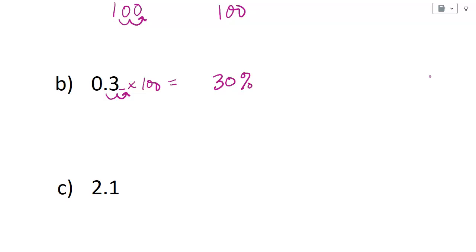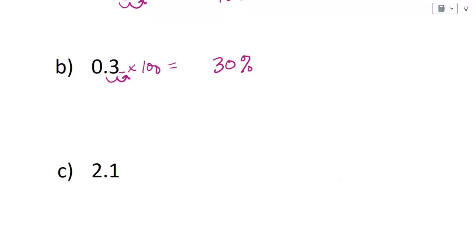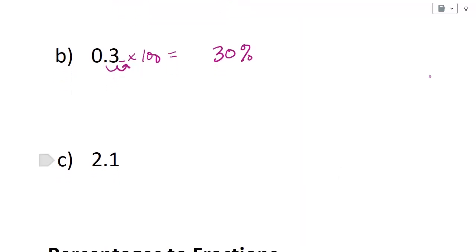Okay, you can think of it in terms of money if you need to. Dollars are based on 100%. 100% of a dollar is a dollar. And then 2.1, same thing, we're multiplying that by 100, moving the decimal twice. Again, I want you to understand why we're doing what we're doing. So that is 210%.